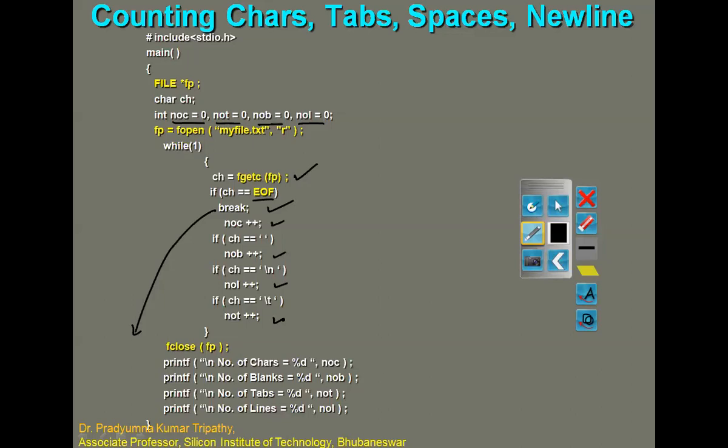And whenever the end of file is encountered, it will come out and print the total number of characters, blank spaces, lines, tabs, all this. Correct? Assuming that this file already exists and has some content. So, going on to the next program.